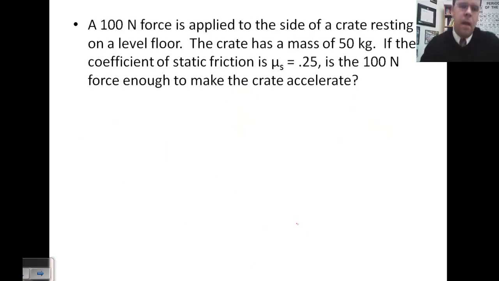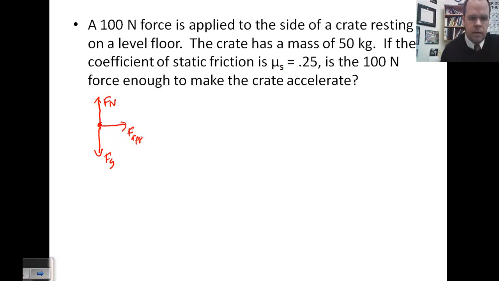Okay, here's another problem. A 100 newton force is applied to the side of a crate resting on a level floor. The crate has a mass of 50 kilograms. The coefficient of static friction is 0.25. Is the 100 newton force enough to make the crate accelerate? So, let's draw our free body diagram again. Force gravity, force normal, force applied, and force friction static.